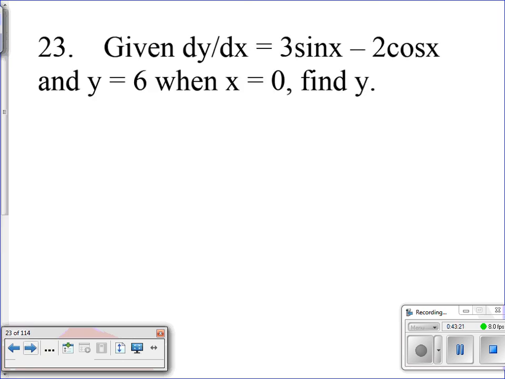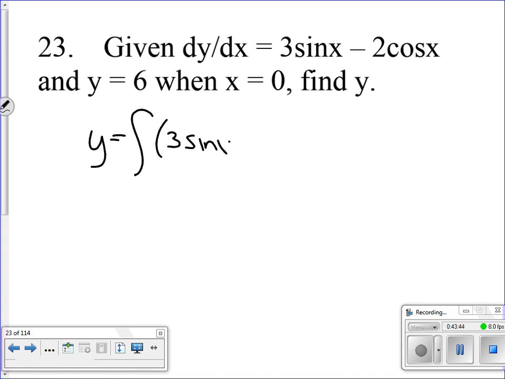Okay, 23. We're given the first derivative. We're given 1 point on the graph of the function, and we want the function. So this time we only have to go up 1 step. To get the function, we take the antiderivative of the first derivative, 3 sine x minus 2 cosine x.